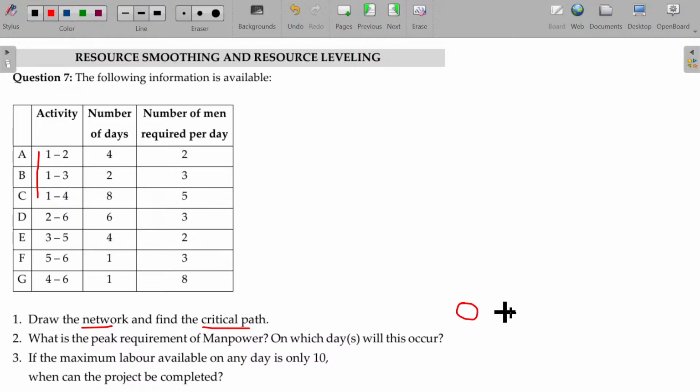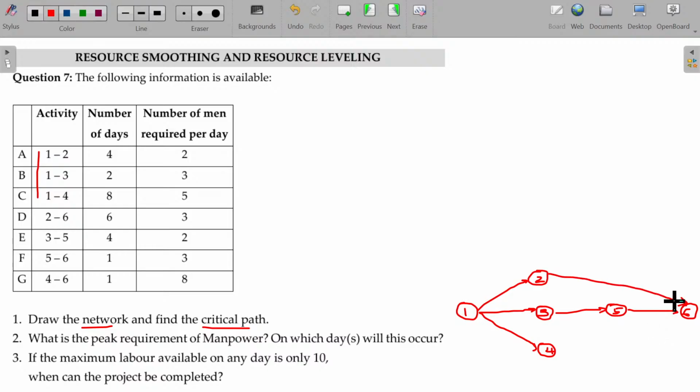See here: 1 to 2, 1 to 3, 1 to 4, 3 to 5, 5 to 6, 2 to 6, 4 to 6.